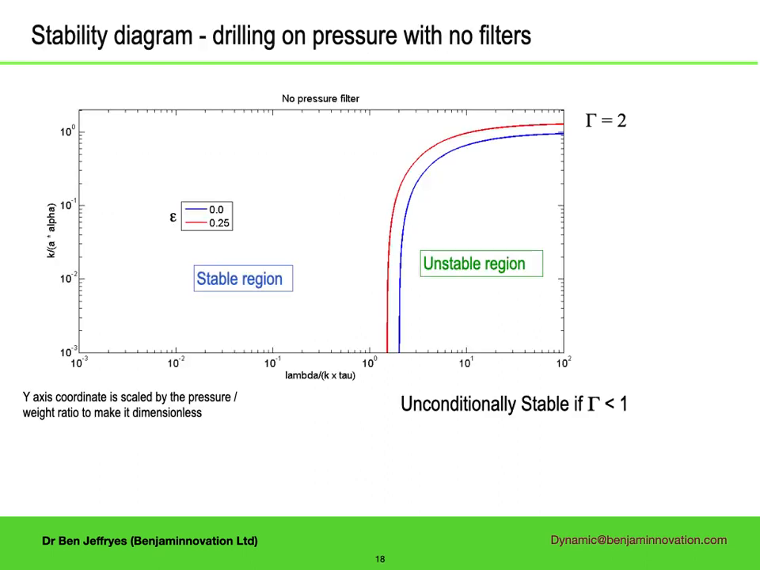This is the log-log stability plot when there are no filters. If the hydraulic time is less than the integral time, there is no stability line. The system is unconditionally stable. But for capital gamma greater than 1, it can be unstable. I show here the stability line for gamma equal to 2, and for epsilon equal to 0 and a quarter, which show qualitatively similar behaviour.